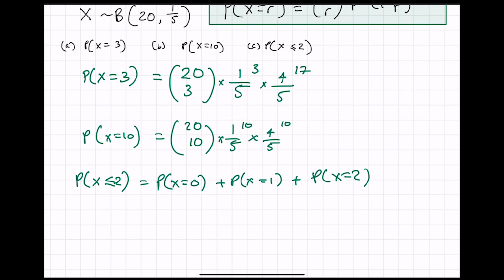Obviously, you have to write the binomial version of each. So the probability of 20 choose 0, where the probability of success is 1/5, 1/4. So 0 for here, 20 for here.